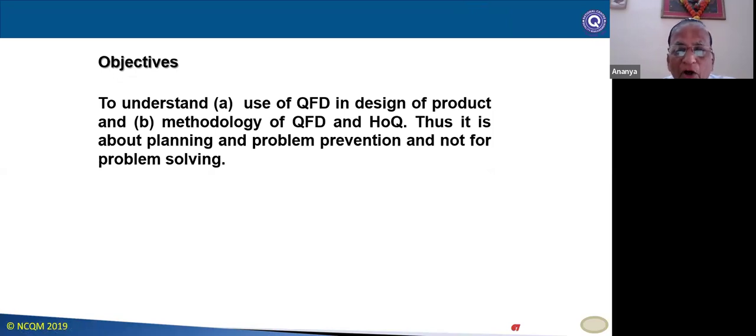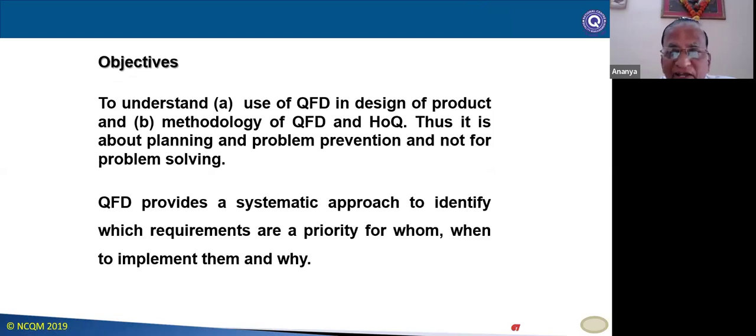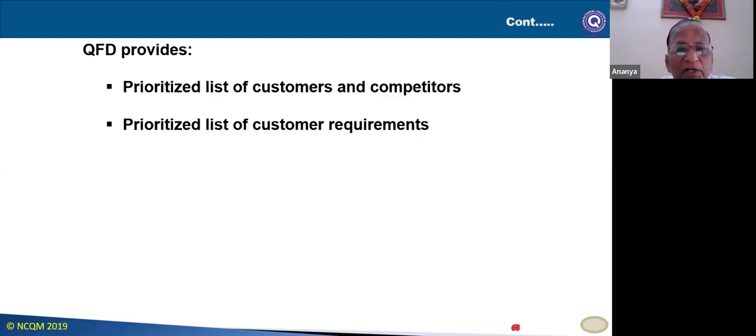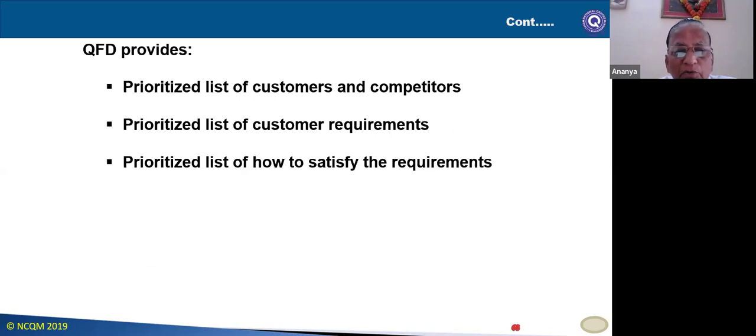So the major difference is that it is not about problem solving, but it is for proper planning and problem prevention. That's the tool which we are talking about. Therefore, QFD provides a systematic approach to identify which requirements are priority for whom. Are they for the customer or are they for us? And when to implement and how to implement. There is a method. As I just talked about, I listed it just now.